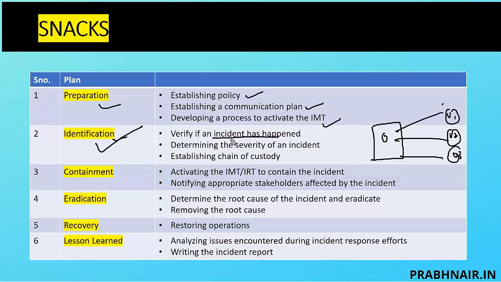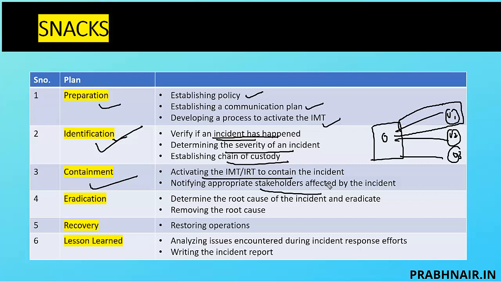Here we determine whether the incident is true, we determine the severity of the incident, and we establish the chain of custody. If these keywords are there, the answer is identification. Then we decide we are going to respond to this particular incident. We isolate the system immediately from the network because it was infected with a virus. We are concerned that the infected system can spread the virus across other systems. So the best temporary action we can take is containment, where we activate the IMT to contain the incident and notify the appropriate stakeholders about this issue.